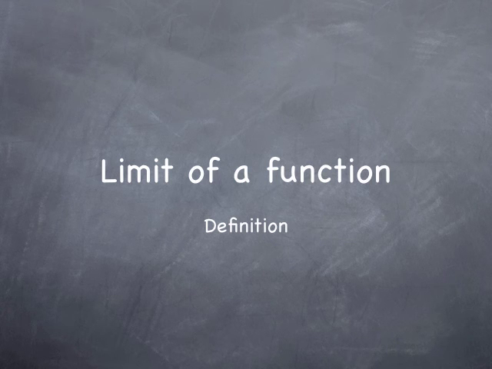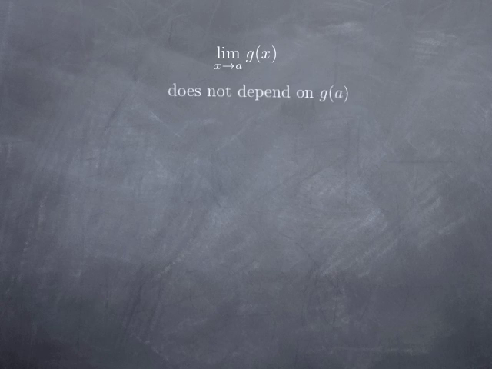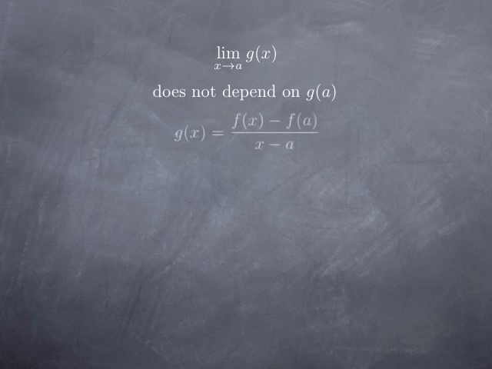So now that we have seen why we need a concept of limit, we are going to try to go over the definition. So we want to define the limit of a function, say g, as x is approaching a. And we have seen that this limit should not depend on the value of the function at a, precisely because we want it to apply in particular to this kind of function that is not even defined at a.